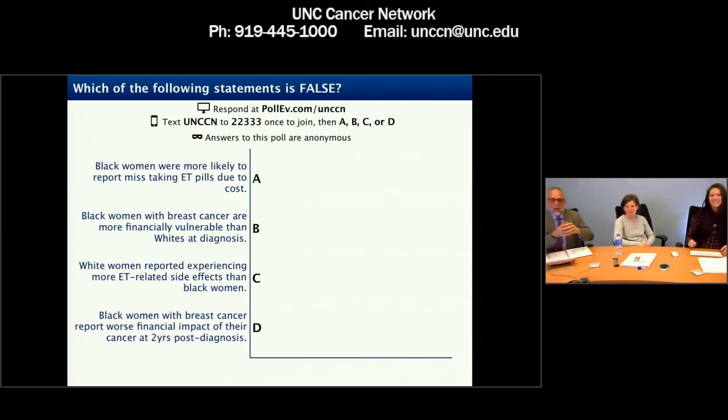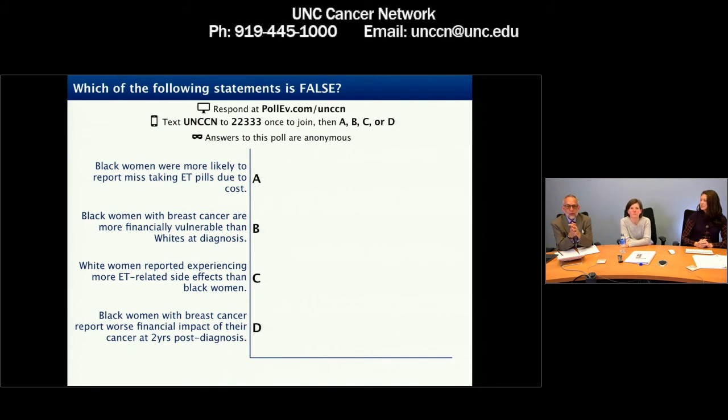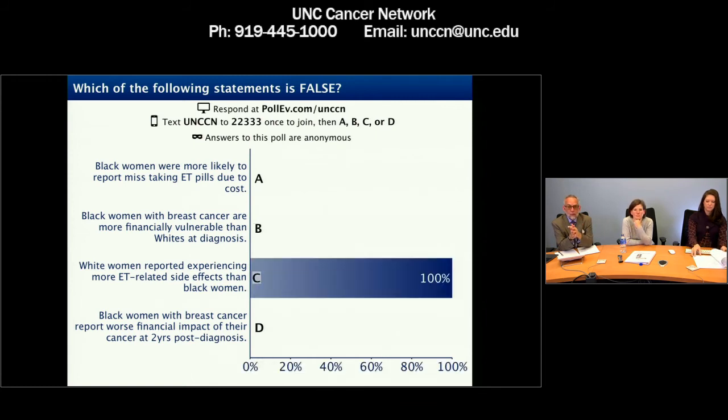All right. And so which of the following statements is, again, this is false. Black women were more likely to report mistaking ET pills due to cost. That's A. B. Black women with breast cancer are more financially vulnerable than whites at diagnosis. C. White women reported experiencing more ET-related side effects than black women. D. Black women with breast cancer report worse financial impact of their cancer at 2 years post-diagnosis. So take a few more seconds and indicate which answer you feel is false of these four answers.